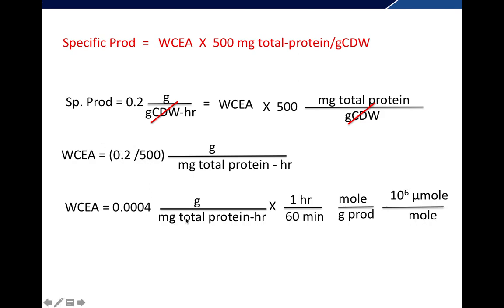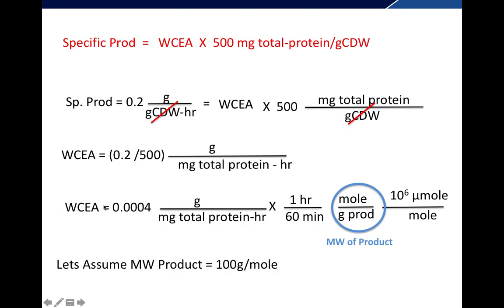Now we have grams per milligram of total protein per hour. Then we can convert the hours to minutes. So 1 hour, 60 minutes. And then we need to know, in this case, the molecular weight of the product to be able to convert from grams to moles. And then we have 10 to the 6 micromole per mole, right? This will give us the right units for the whole cell enzyme activity.